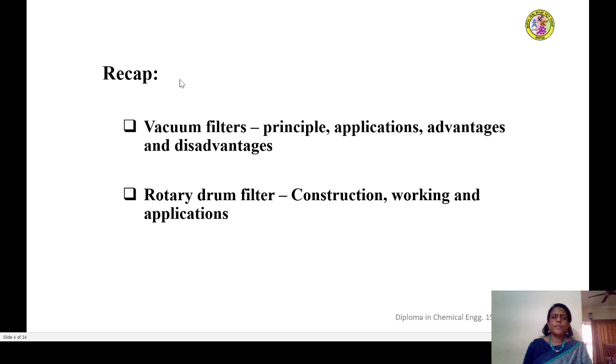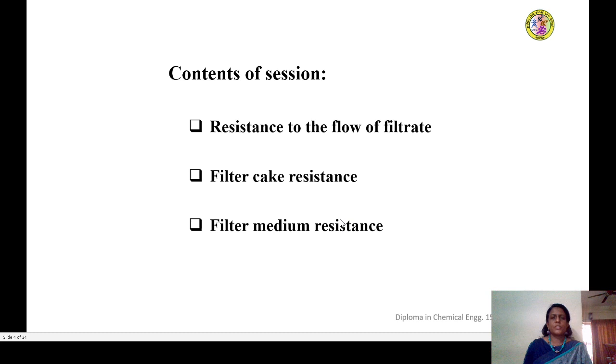So the recap of the previous class. In the last class you studied about the working principles of vacuum filters, and also applications we discussed along with the advantages and disadvantages of vacuum filters over other types of filters. Then we studied in detail the rotary drum filter, which is a continuous vacuum filter. We discussed its construction and working details and also the applications. So these are the topics that we are taking up in today's class.